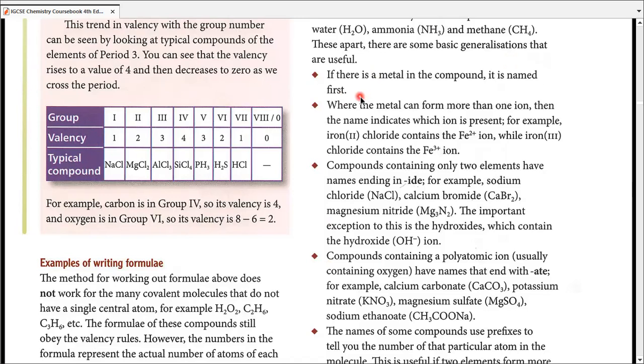All right. So if it is made up of sodium and chlorine, since sodium is a metal, we're always going to write sodium first.